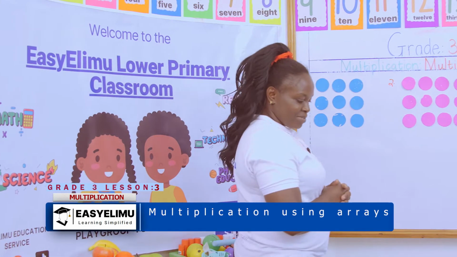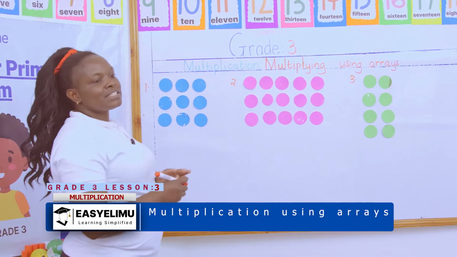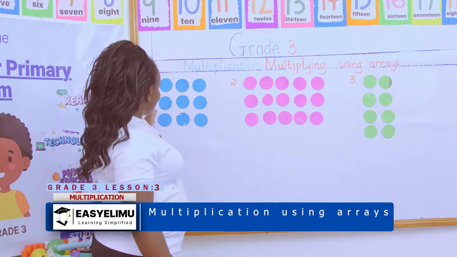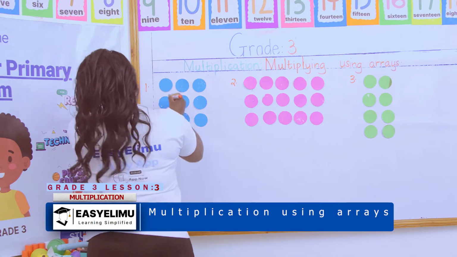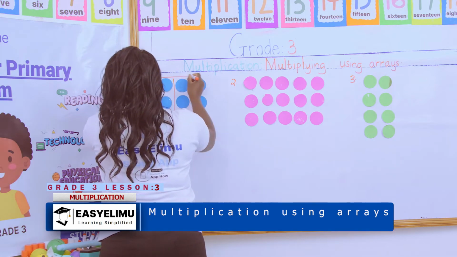Multiplying using arrays. What are arrays? If someone can tell me what are arrays? Arrays is multiplying, making a multiplication sentence using the... How do we call these ones? When you divide like this, these ones are the columns.